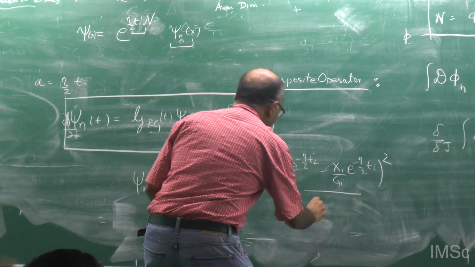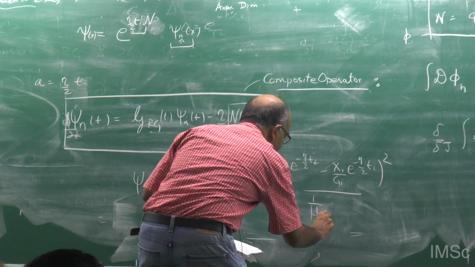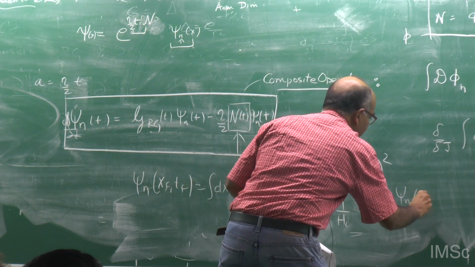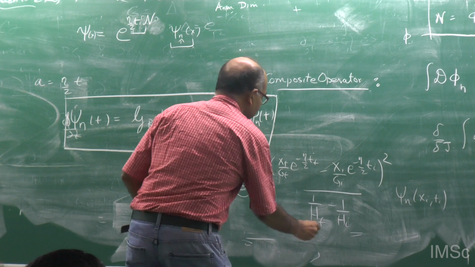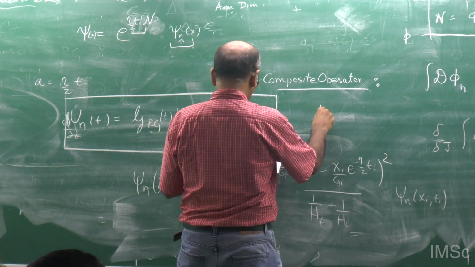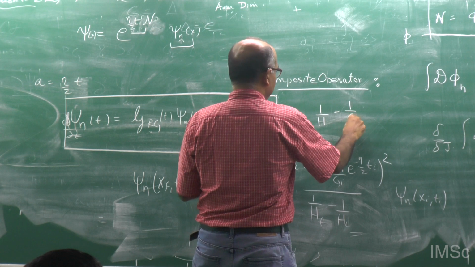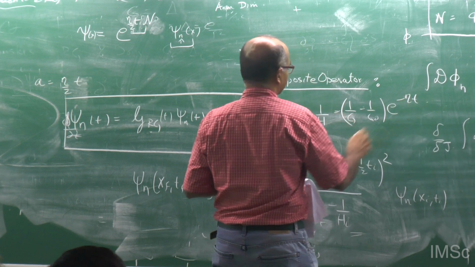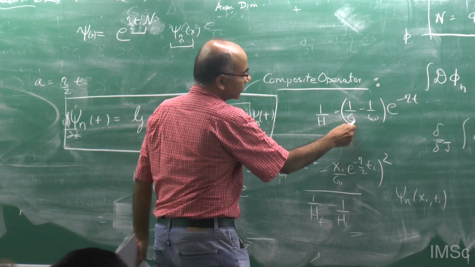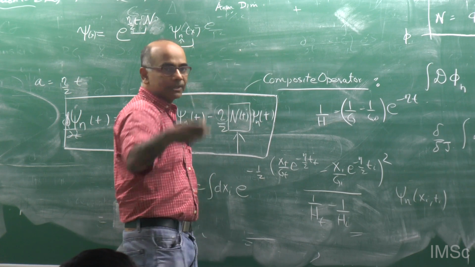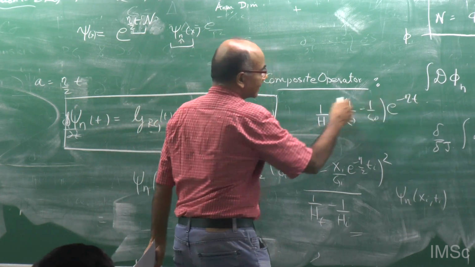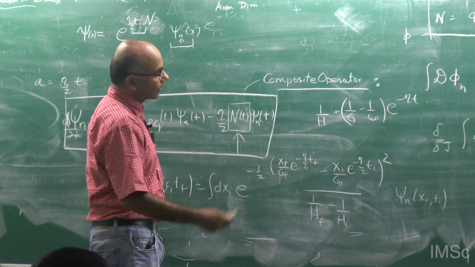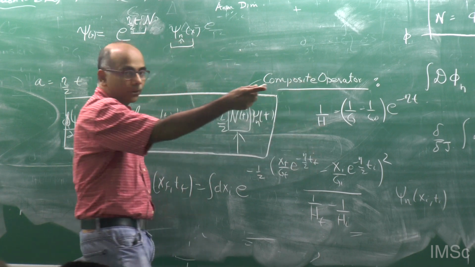I define it in HF minus HI in a minute. What is this HF? It's simply related to the G. 1 over H is 1 over G minus 1 over G naught. This is some reference G naught. So this is the G, the usual G. This is the G at some reference point. And 1 over h is defined like that. You put that in. When eta goes to 0, this reduces to the old equation.